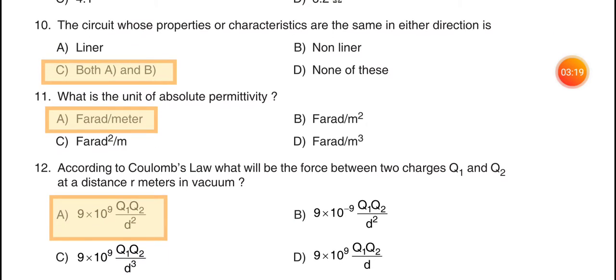10th question. The circuit whose properties or characteristics are the same in either direction is: linear, non-linear, both A and B, none of these. Answer is option C, both A and B.